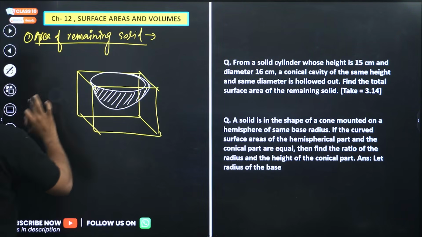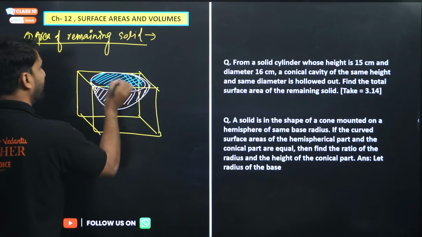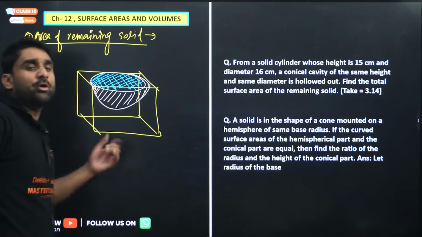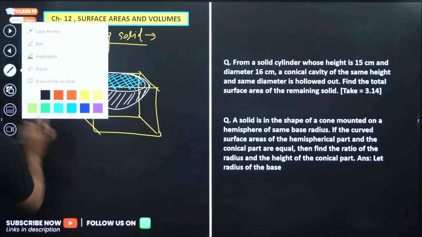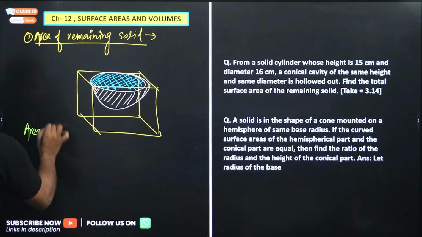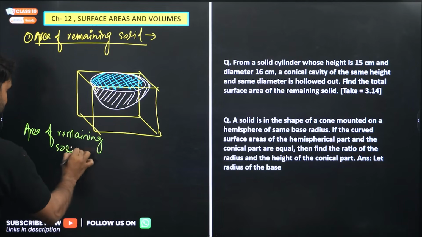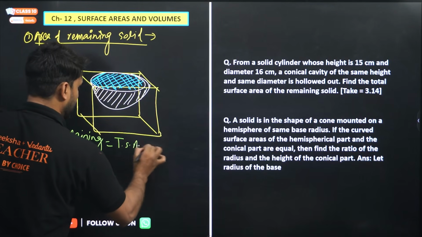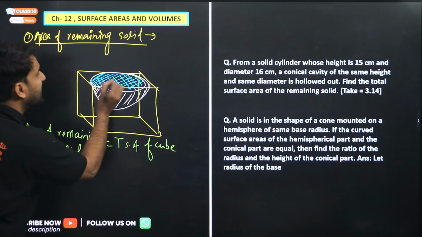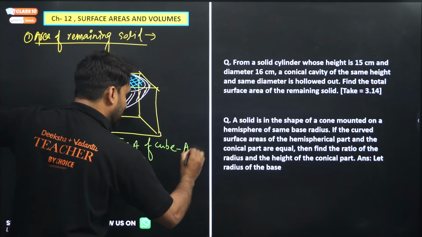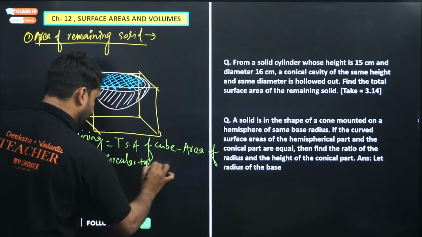But from the cube surface, we have removed a circle. So a circle is removed from the cube, but the newly exposed area will become the hemispherical curved surface area. So how do we calculate the area of the remaining solid? Listen, my dear: total surface area of cube, but from it this circle is removed, so minus the area of the circular top of the hemisphere.